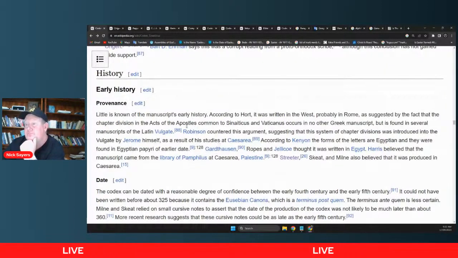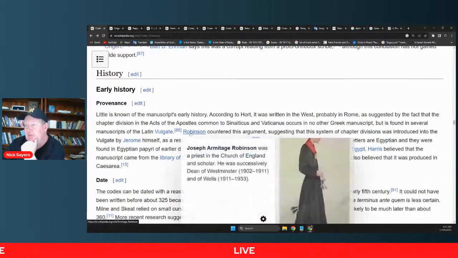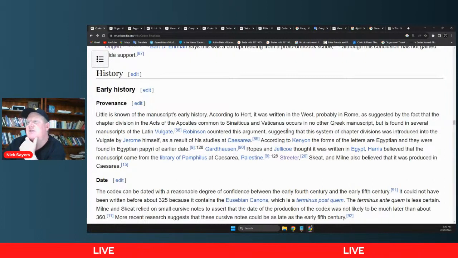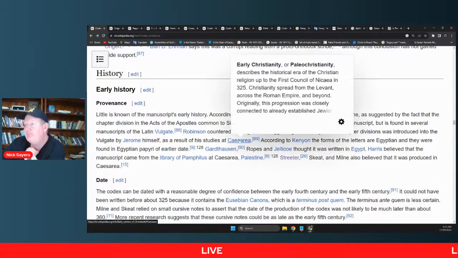Robinson, so that's Joseph Armitage Robinson, a priest in the Church of England in the early 20th century, considered this argument, suggesting that this system of chapter divisions was introduced into the Vulgate by Jerome himself as a result of his studies at Caesarea.